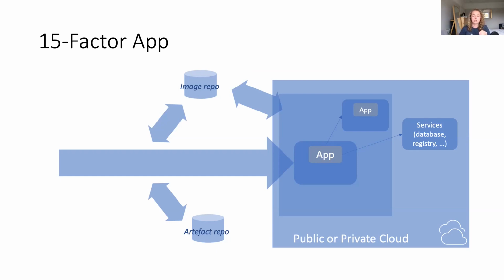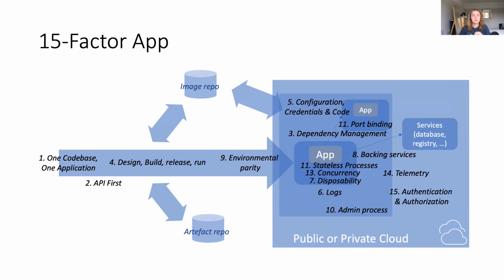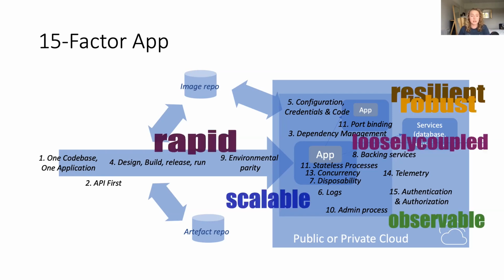So let's lay on top our 15 factors. Here you can see where these factors fit into that development process, and where they relate to the various stages of development and stages of deploying that application. And if we map on top some of the behaviors that we have to see for an application that really wants to thrive in the cloud, we can see how some of those factors actually enable those behaviors.